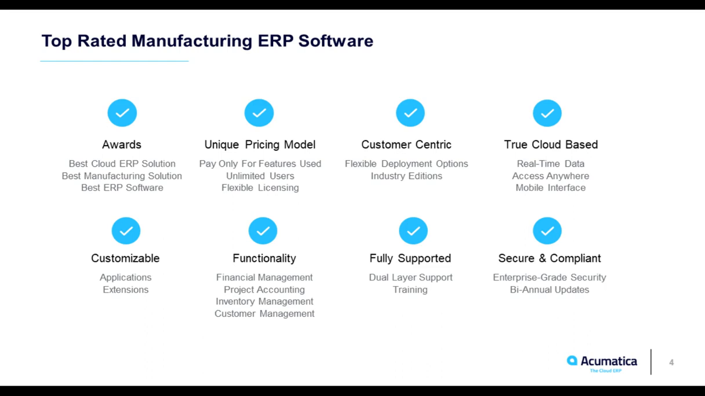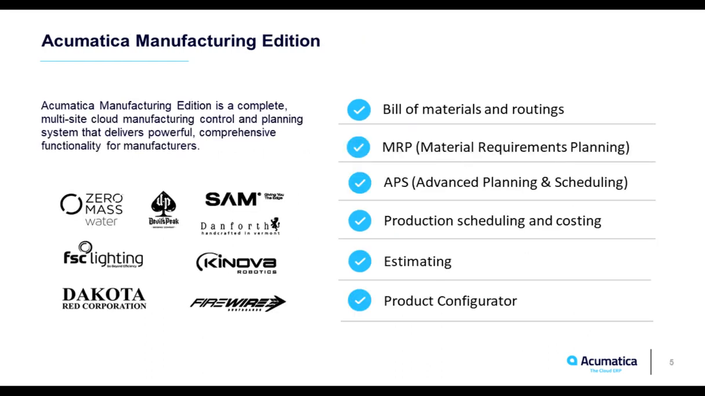Thanks, Anna. As far as the Acumatica Manufacturing Edition, it is a fully complete multi-site cloud manufacturing system. The modules that are included within this are bills of material and routings, the production scheduling and costing, MRP. There is an advanced planning and scheduling engine for finite capacity planning. There's also an estimating module, as well as a brand new module, which is engineering change control. And the one that we're going to talk about today is the actual product configurator.